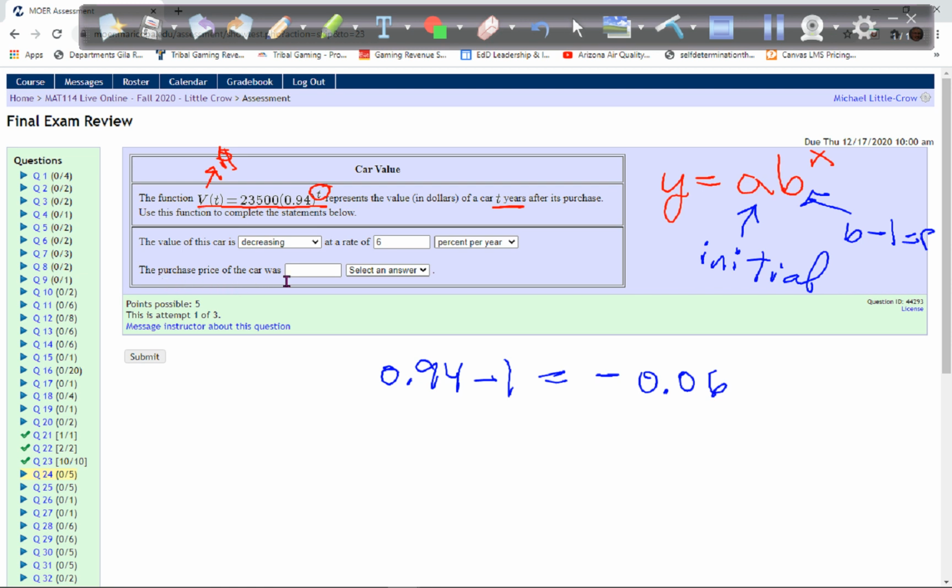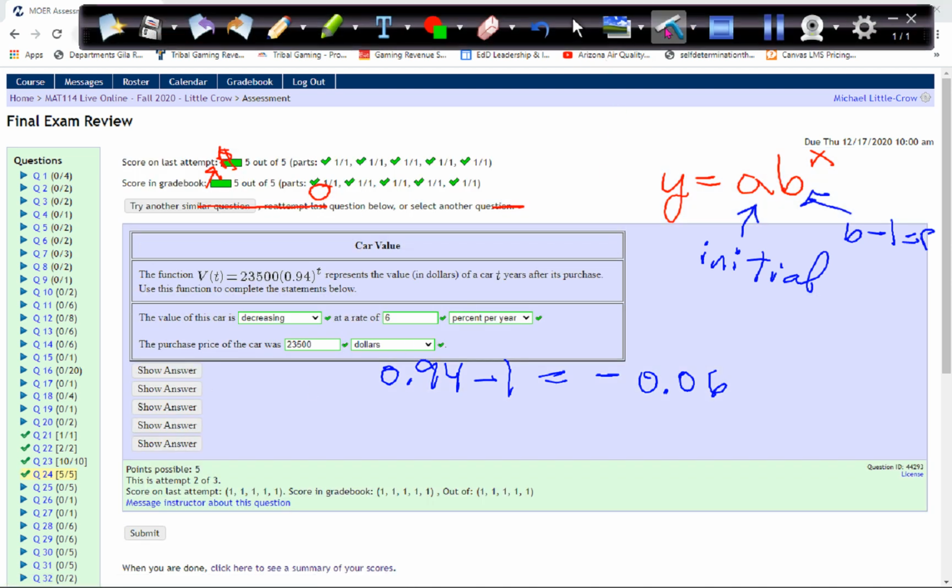The purchase price of the car was blank. So that's the initial value, and that's going to be in dollars, $23,500. So that's the number that's in front. That's our initial value. That's our y-intercept, our vertical intercept. Okay, so that's all you need to know about exponential functions: the number in front without the exponent is going to be your initial value, the starting value, the vertical intercept. And then we can get the rate by the number that has the exponent on it.